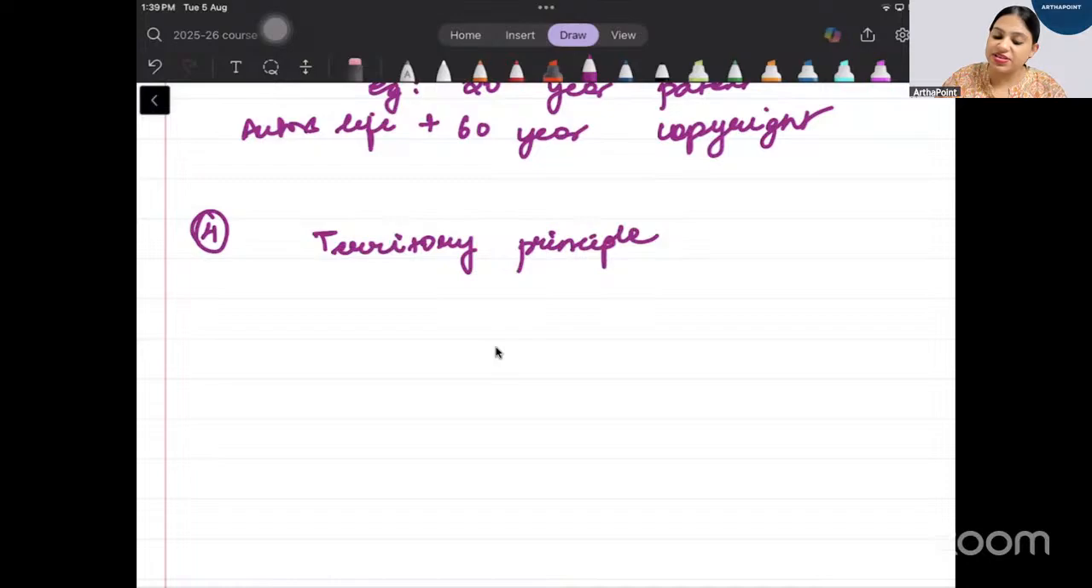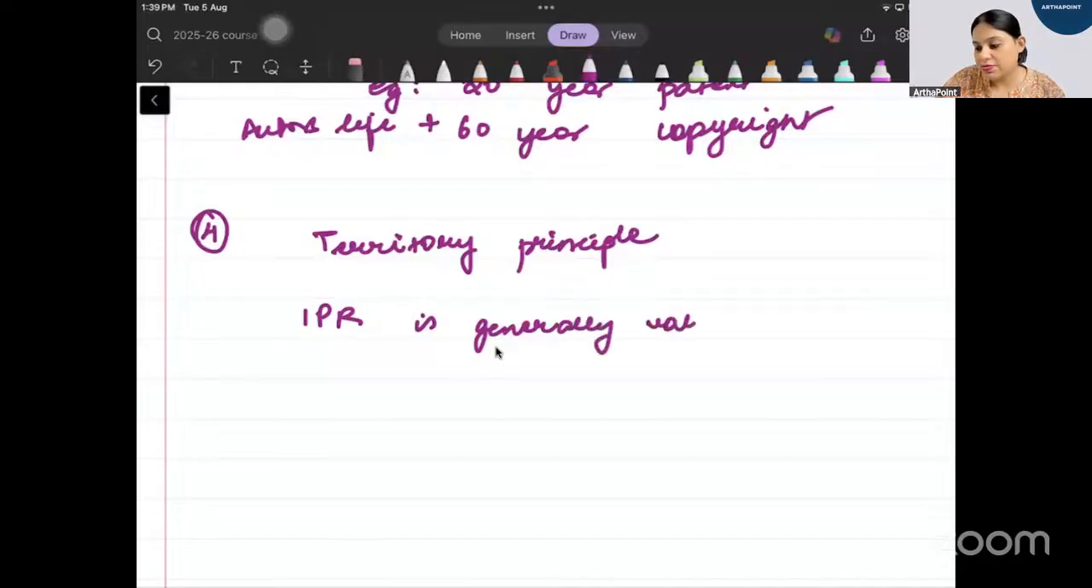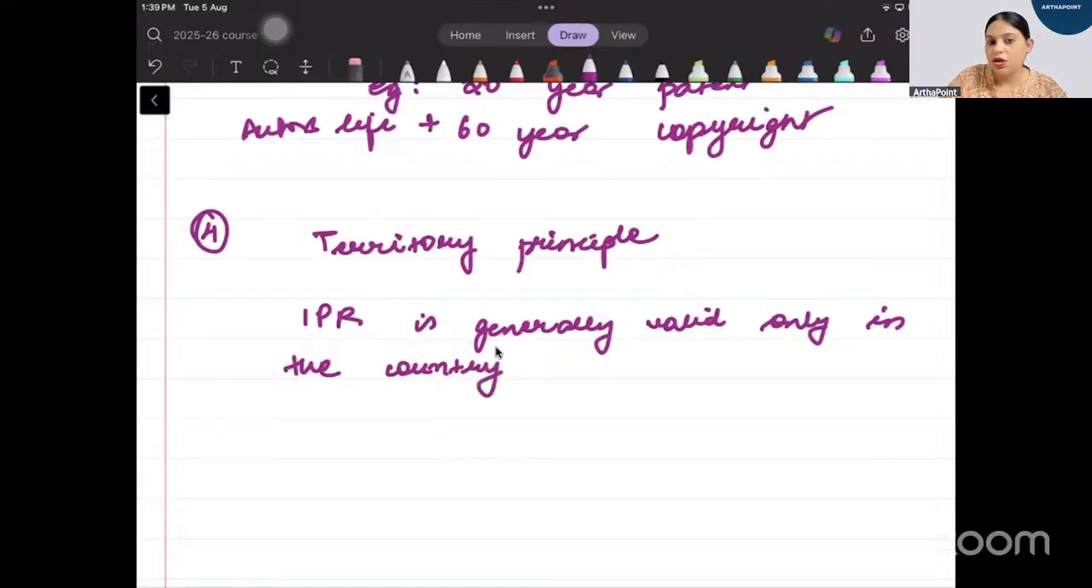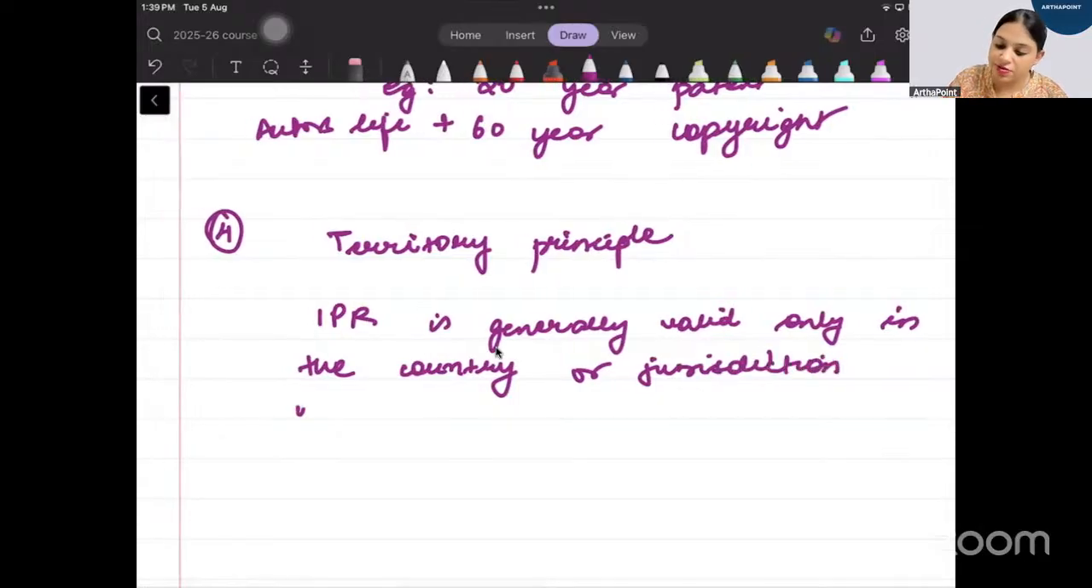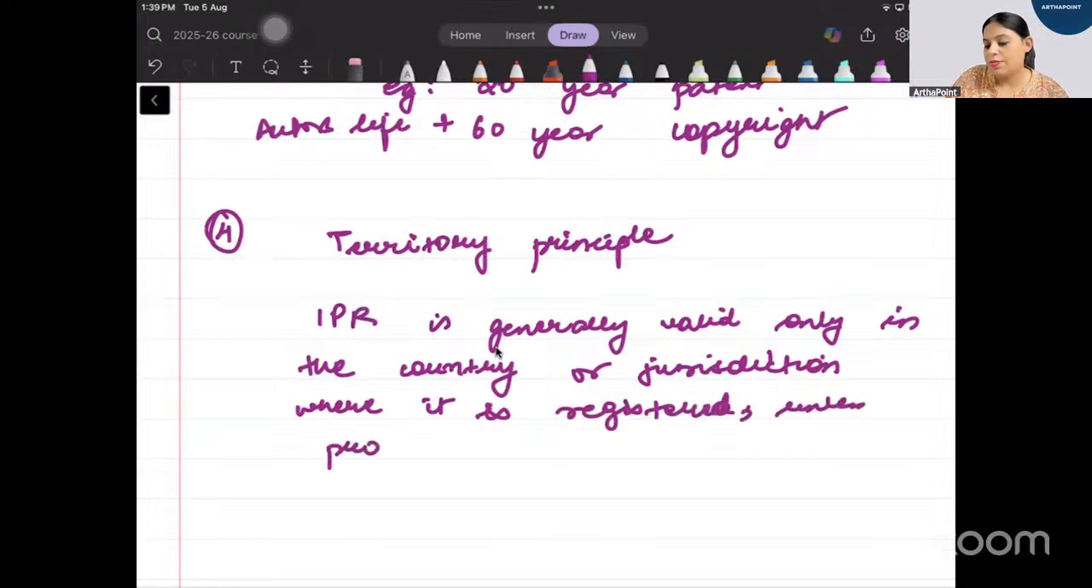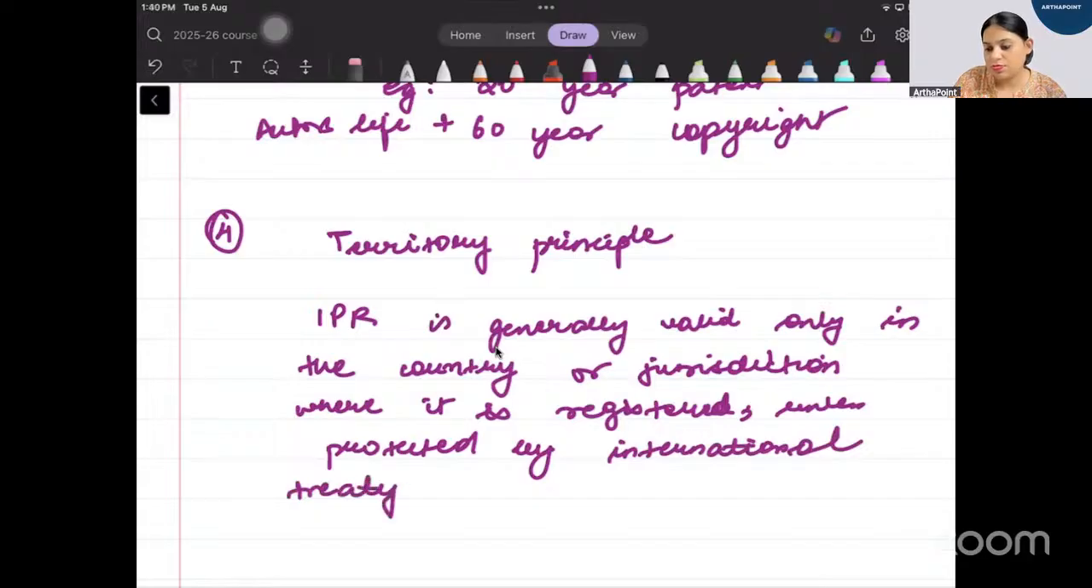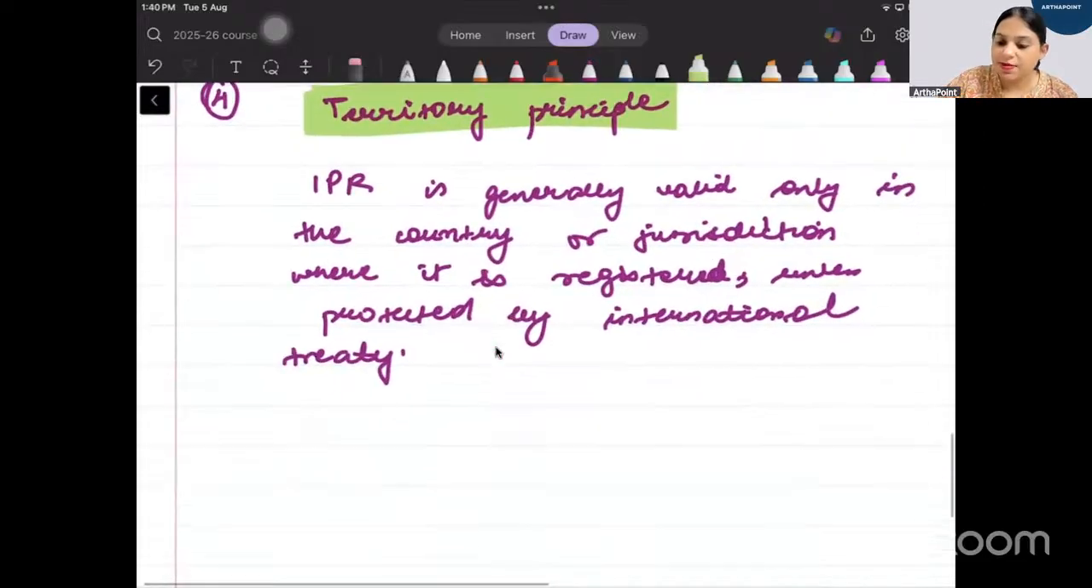So for now, you can go ahead and say that IPR is generally valid only in the country or jurisdiction where it is registered, right? Unless protected by international treaty. Okay. Okay, beta, fifth point.